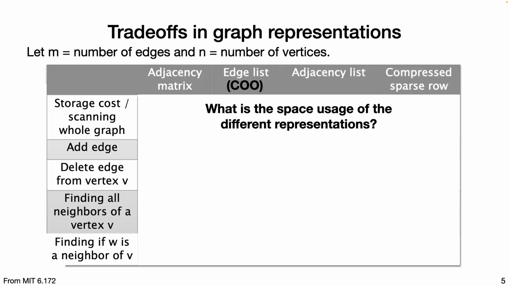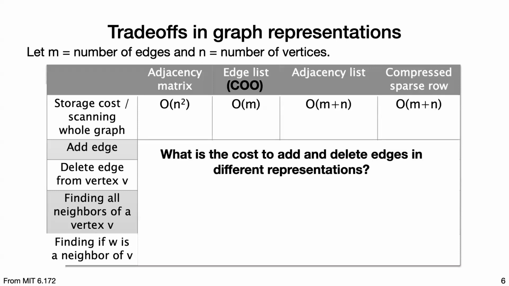Why is it n plus n? The offsets would be n, one for each vertex, and then you get all the edges. Yes, exactly. So like you said, the adjacency matrix is n squared, the edge list is m, and then the adjacency list and CSR are both m plus n. So this is just in the big O.